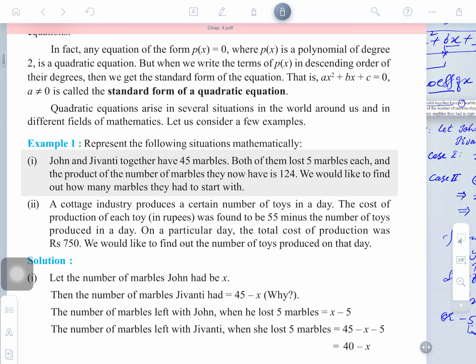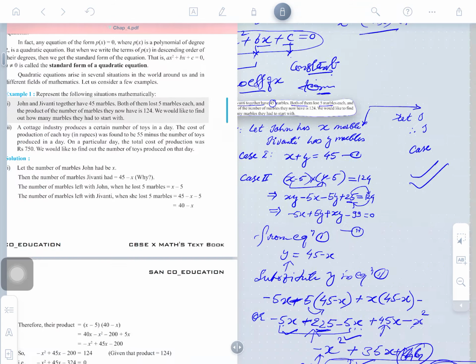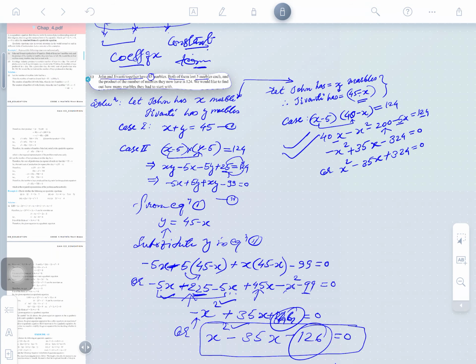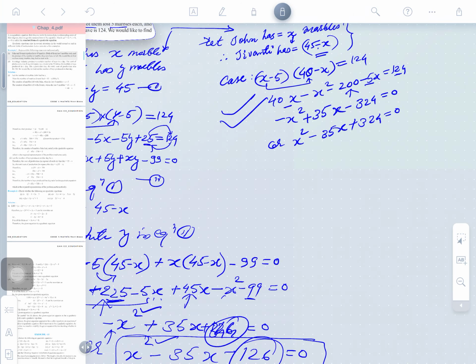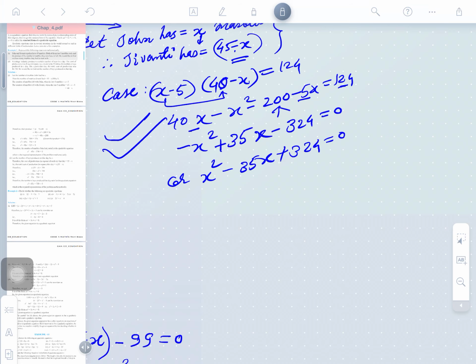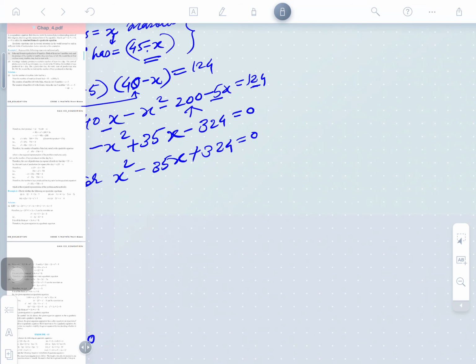Sir, how will we know whether the questions that come in the examination are from the second chapter, the third chapter, or the fourth chapter? It's a confusion between them, so I am suggesting that you can solve it any way. Ultimately it will come down to a quadratic equation. Clear? Now you can solve this, and solving quadratics you have studied in a previous class.